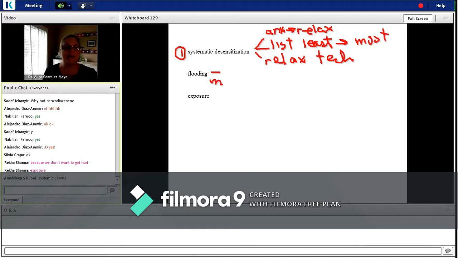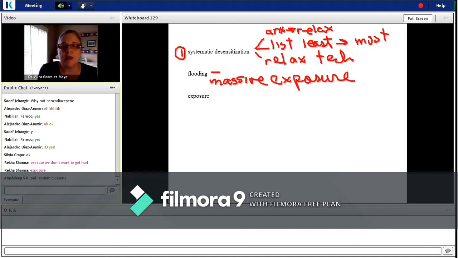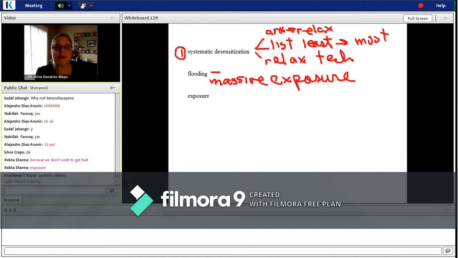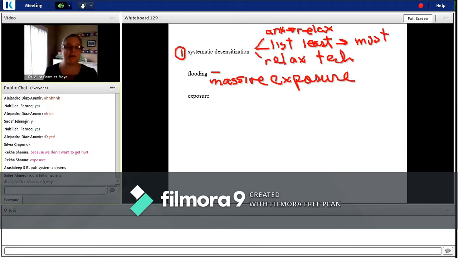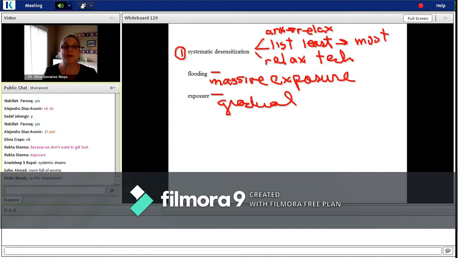Flooding is just massive exposure. And if you've seen the show Fear Factor, that's what flooding is. So if I have a fear of water, I get thrown into the Atlantic Ocean. If I have a fear of heights, I get taken to the top floor of the Empire State Building. That's flooding. It's massive exposure. And plain exposure is just gradual exposure. I'm going to be exposed little by little to what I'm afraid of.